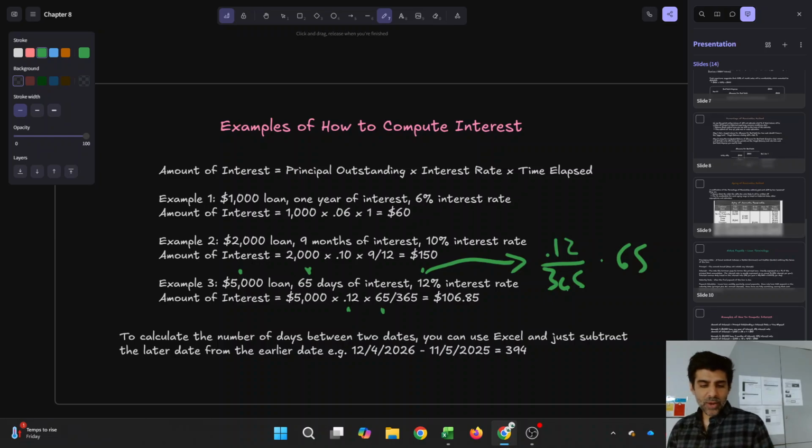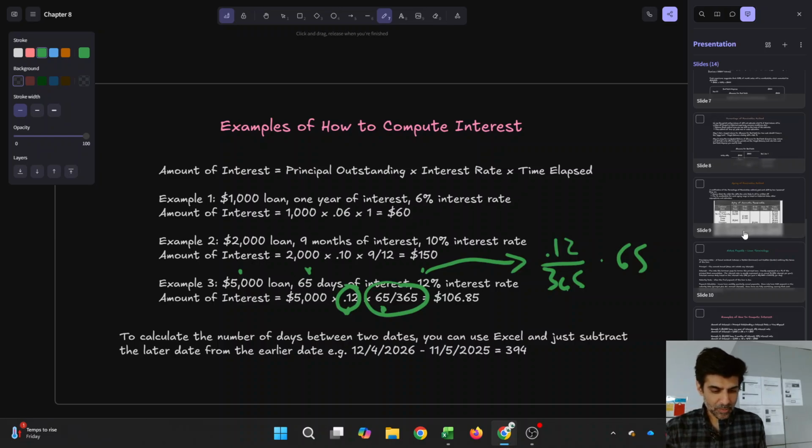But basically what you have to do is make sure that your interest rate and your time period are in the same units. So if this is a yearly interest rate, this time period has to be in years. In this case, it's a fraction of a year. Everyone understand this? This is hopefully pretty straightforward.